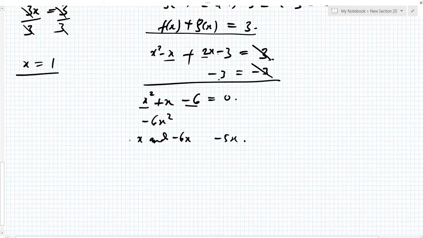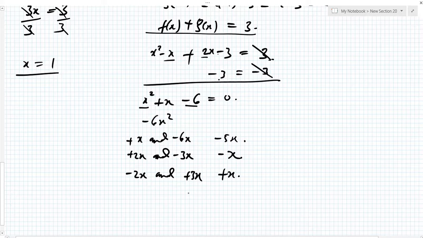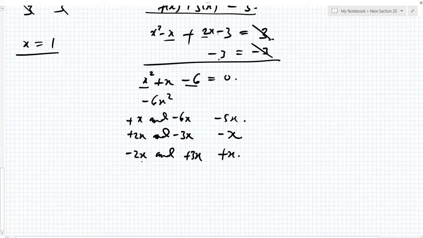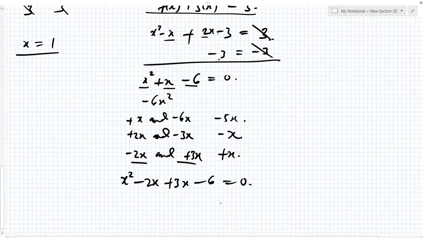Now the next one will start with plus 2x and minus 3x. If you sum them, it will give you minus x. So when you reverse the sign, you have minus 2x and plus 3x. So when you sum this, it will give you plus x. So now that means we are going to replace plus x with minus 2x plus 3x. So we are going to have x squared minus 2x plus 3x minus 6 equal to 0.